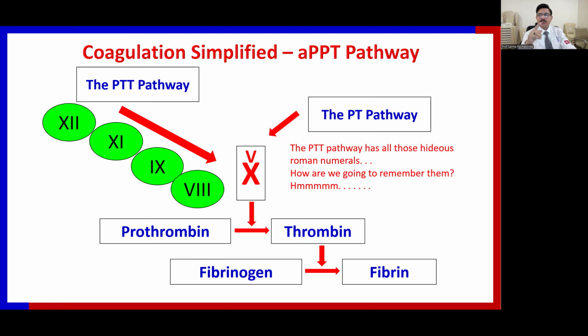That is, 12 becomes 12A, 12A adds on 11, 11 becomes 11A, 11A adds on 9. Why not 10? 10 is already there, 10 is going to be used later on. So from 11 to 9 there is a skip because 10 is the main crossroad. It is in the crossroad, it is not in the intrinsic pathway. So 9 to 9A and then 8 to 8A. Now, for factor 10 to become active and convert prothrombin into thrombin, what are all the factors required? Now, you tell me what are all the factors required in the intrinsic pathway.